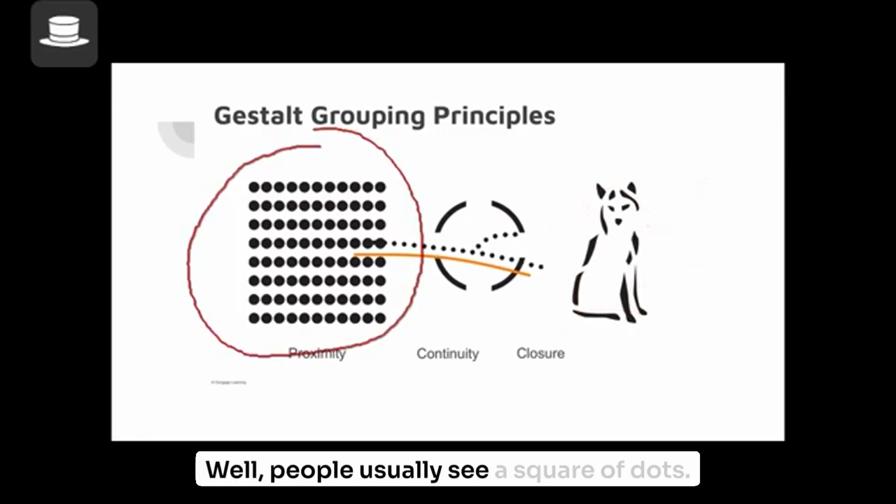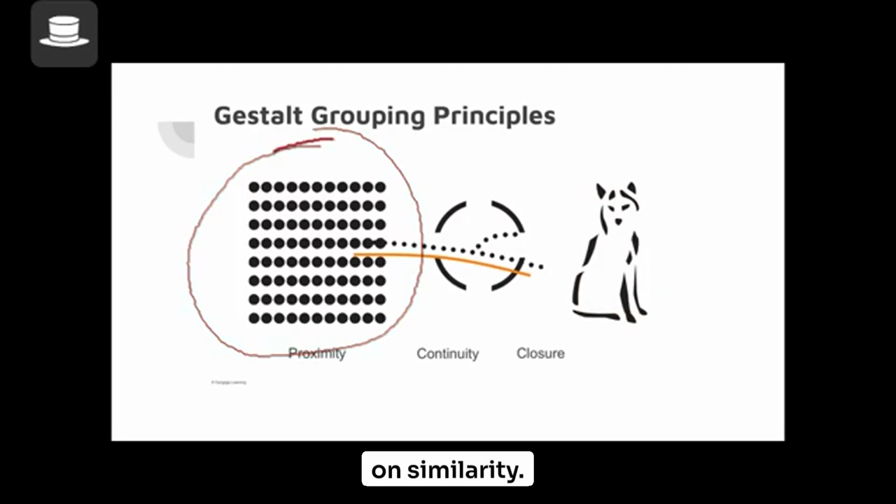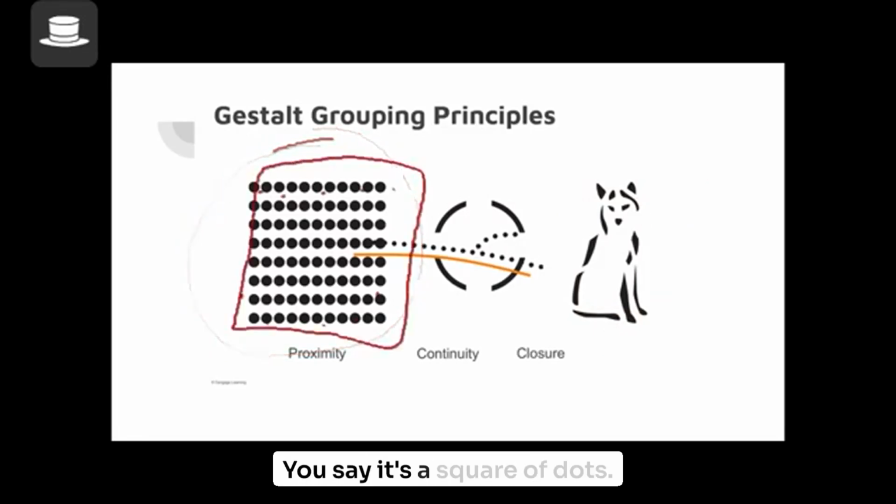Well, people usually say a square of dots. The principle here is you group things based on similarity. You think they all belong to one unit. You say it's a square of dots.